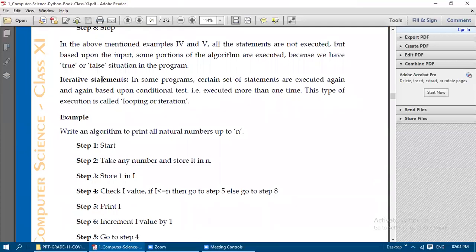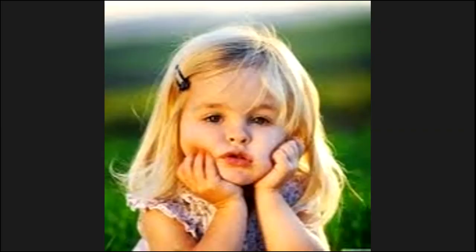Okay, the next type of statements is iterative statements. In some programs, a certain set of statements is going to be executed again and again based upon the conditional test. So according to the conditional test, some set of statements are going to be executed.